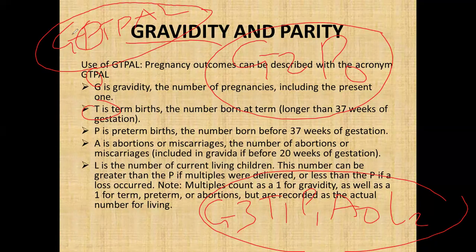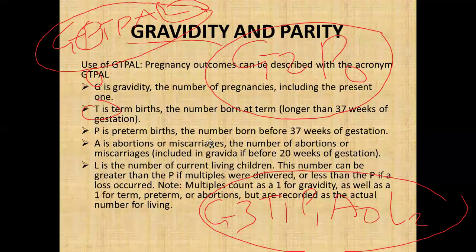Then we have L, the last letter. The L represents the number of children currently living, and this is where it sometimes gets tricky. So L is the number of current living children. Out of the total number of pregnancies the person has had, and out of the total number the person delivered, how many of them are currently living? That is what the L represents.